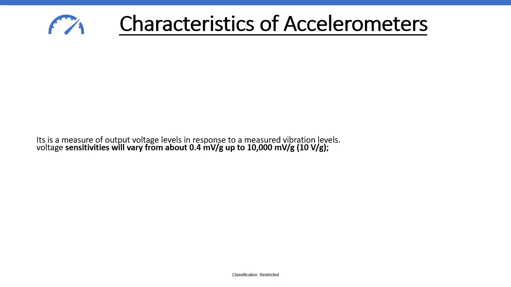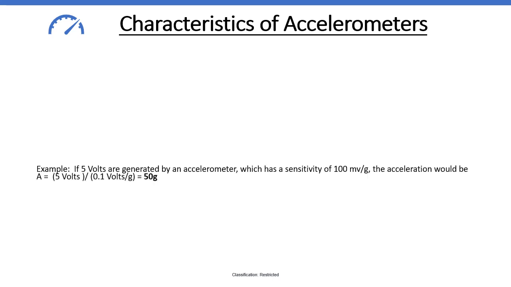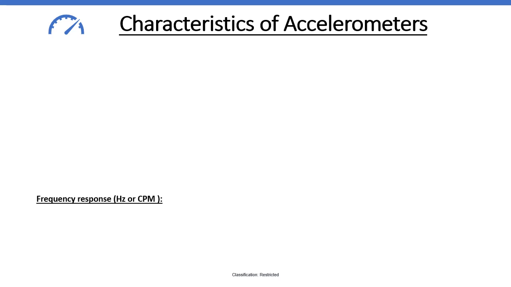The voltage sensitivities can vary from 0.4 millivolts per gram up to 10,000 millivolts per gram, depending upon the frequencies of interest and the application of the measurements. Let's say if 5 volts are generated by an accelerometer which has a sensitivity of 100 millivolts per gram, then your acceleration would be 50 g's. It is as simple as that.